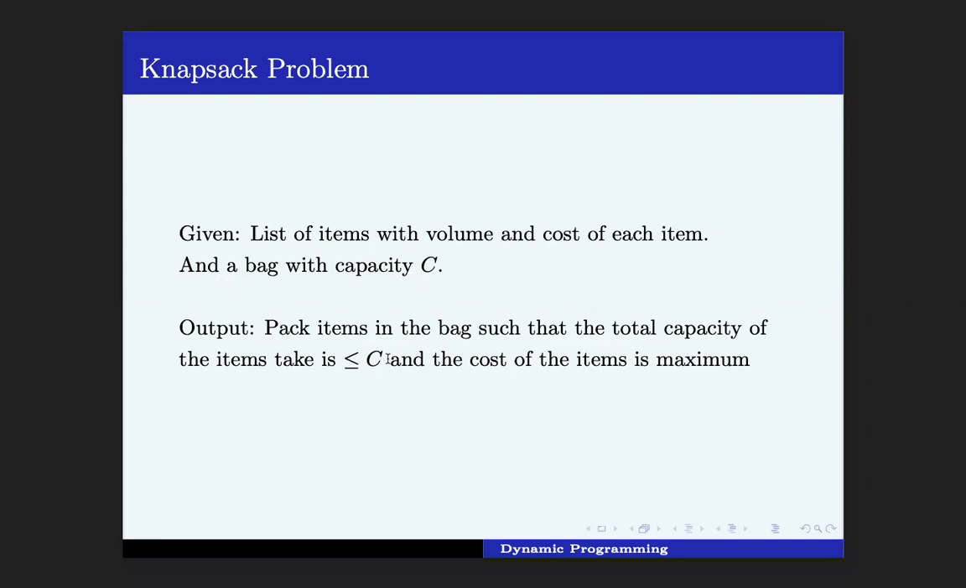Sir, so what are we exactly outputting? Like we have to give a sequence of items. Yes, you have to give the list of items such that the sum of the volume of them is less than C, and among all possible choices, the cost is maximum.